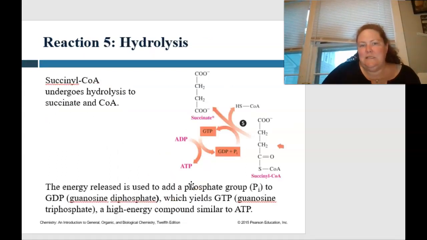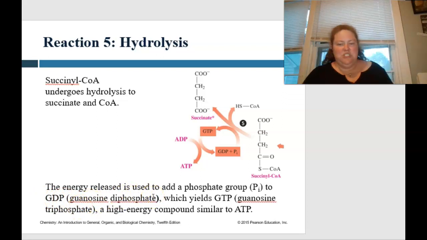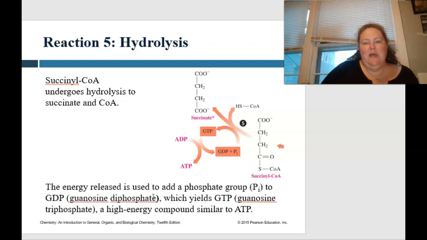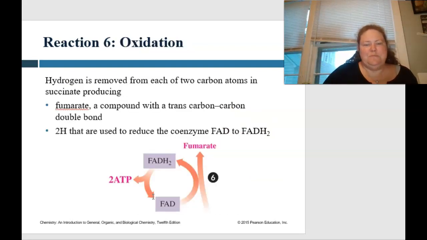So then that can go down to the electron transport chain. Step 5 is hydrolysis. That succinyl-CoA is going to undergo a breaking reaction using water, hydrolysis, and it's going to form succinate and CoA. So succinyl-CoA breaks apart into succinate and CoA. And then the energy released is used to add a phosphate group, which is that Pi, an inorganic phosphate, to GDP, which is guanosine diphosphate, and this yields GTP, which is guanosine triphosphate, and this is immediately converted to ATP. So it's very similar to ATP, but it's not exactly ATP, but it directly converts to ATP.